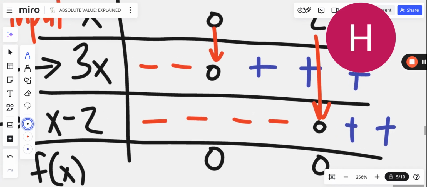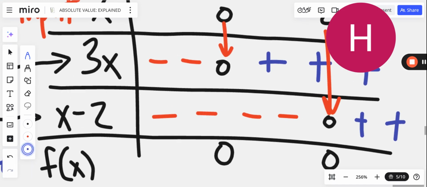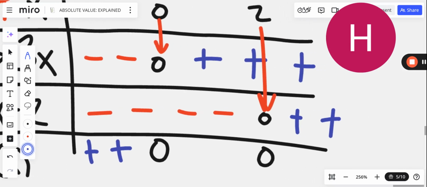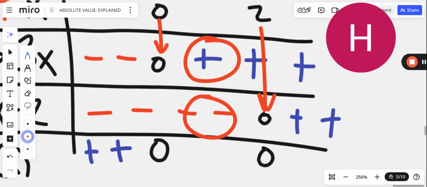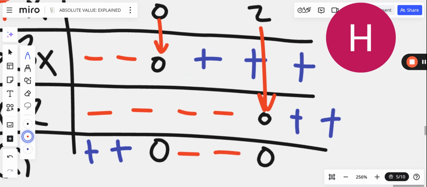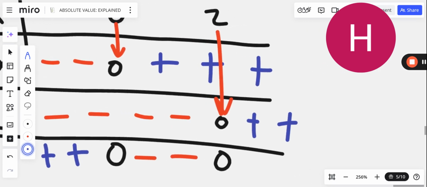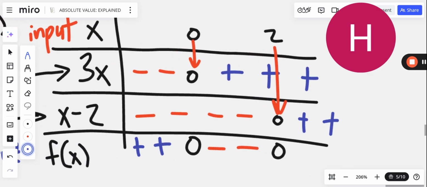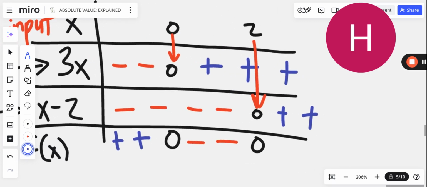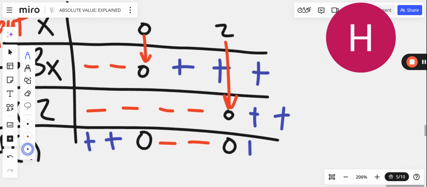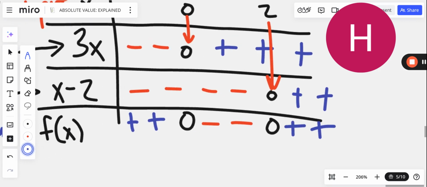So anything to the left of 0 is going to be a negative times a negative, which is a positive. And then in between 0 and 2, it's going to be a positive factor times a negative factor. That's going to give us negative. And then on the right side of x equals 2, if I plug in something like 3 or 4 or anything bigger than 2, I'm going to get a positive times a positive, which gives me a positive overall.